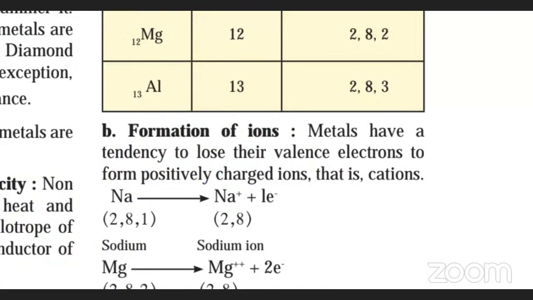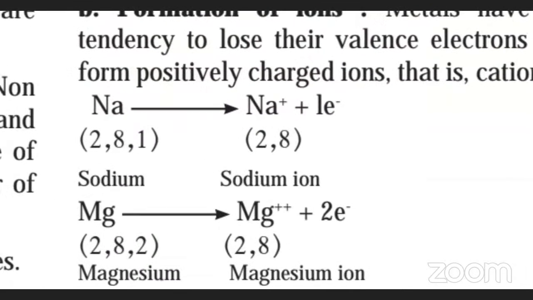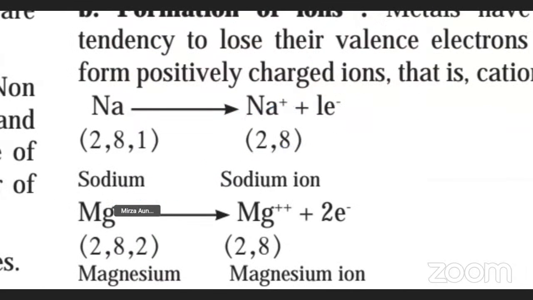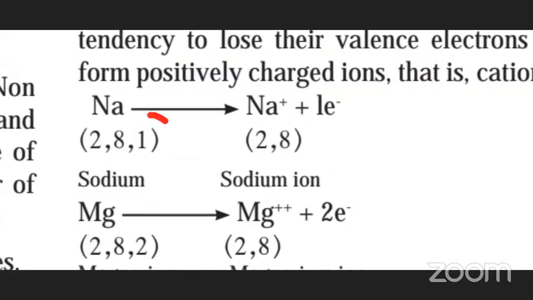Now see sodium. What is the electronic configuration? 2, 8, 1. So number of valence electrons कितने हैं? एक है इसमें, last shell में एक electron है. So that valence electron will be released. You see here, ये जो एक electron था वो उसमें से निकल गया. That electron has been removed from the valence shell.